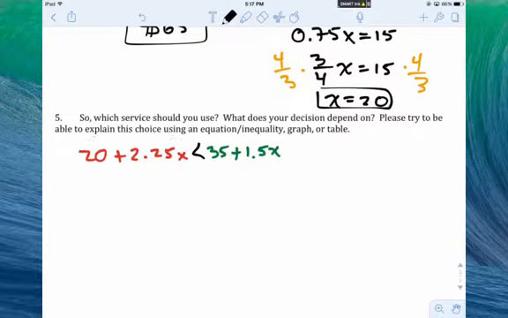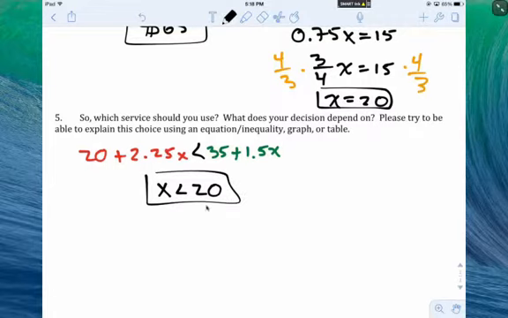And if you were to solve that, you would find that x is less than 20. And that means that as long as the trip is less than 20 miles, then Discab is going to be cheaper. Why? Because the cheaper pickup fee outweighs the fact that it costs more per mile. Of course, if the ride were exactly 20 miles, then the two would be the exact same cost.